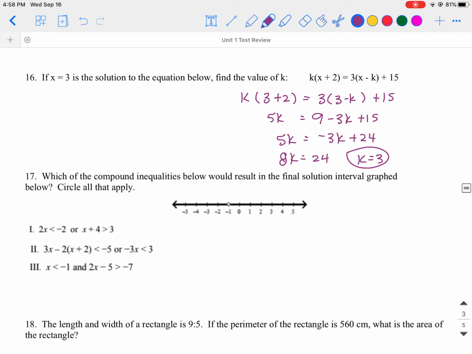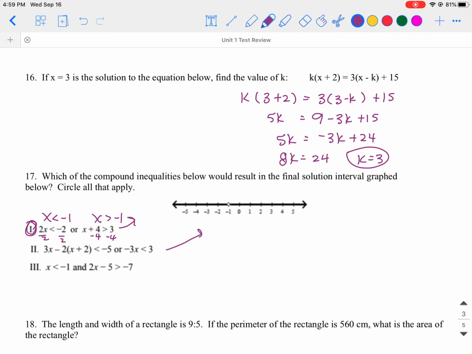Which of the following inequalities would result in the final solution of this graphed interval? So this first one, if I divide both sides by 2, I would have x is less than -1. Or if I subtract 4 on both sides here, I would have x is greater than -1. So that means that the only thing in that interval would be the -1 that I would not want as my answer, which is exactly what that graph is.